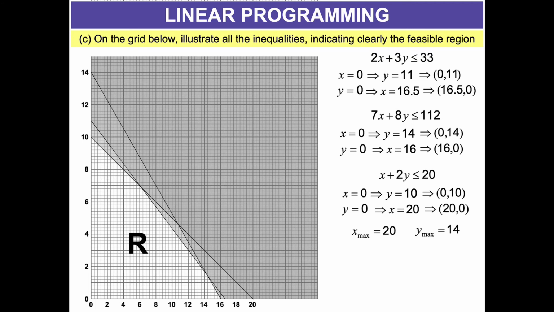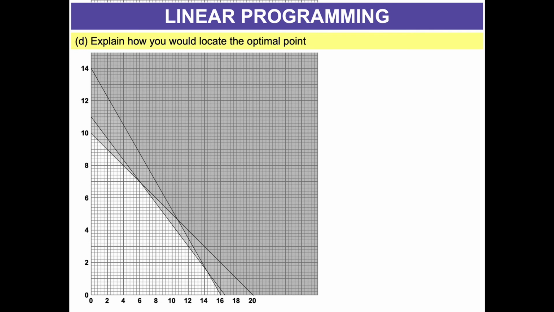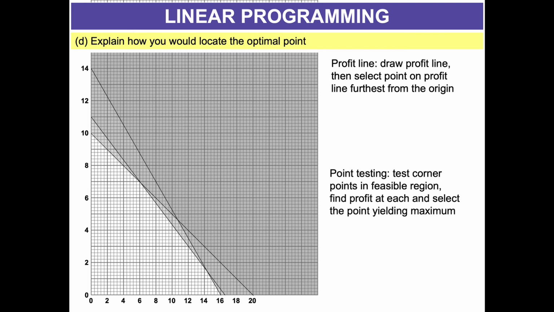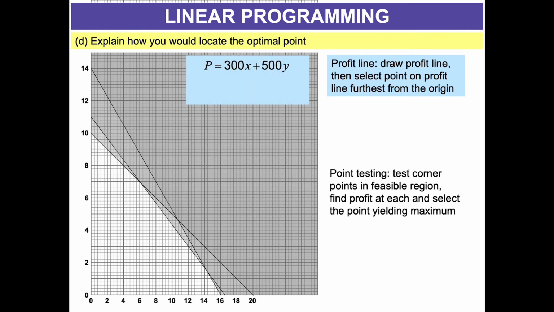in the next slide. In this part, you need to explain how to locate the optimal point. Now you are aware of the fact that you have two methods how to do it: objective line method or vertex testing method. In each case, you need to be able to explain it either verbally or in written how to do it. So what steps would you be taking?